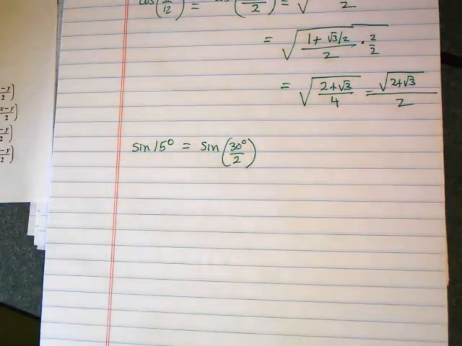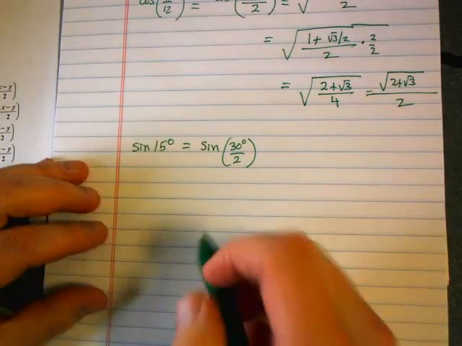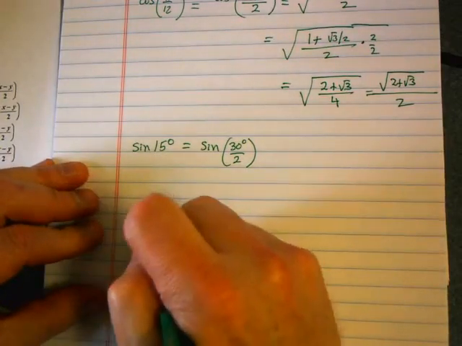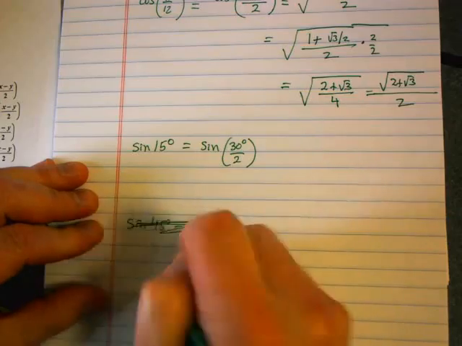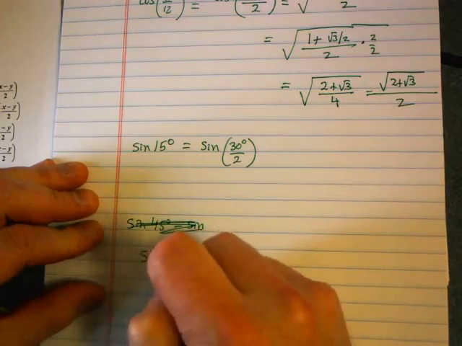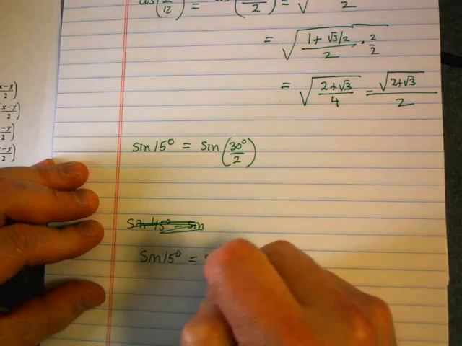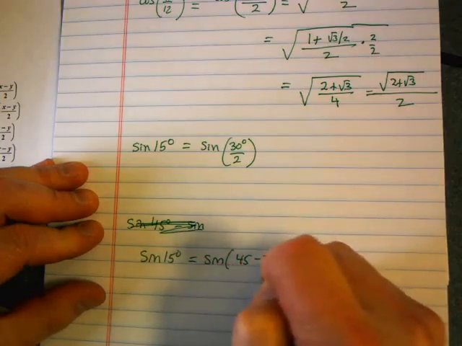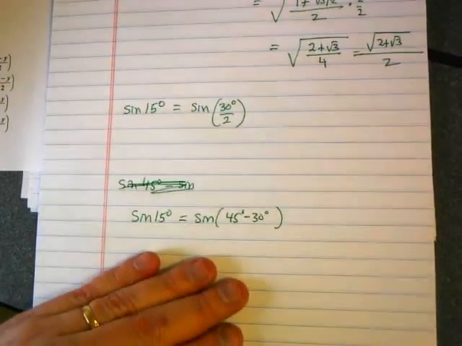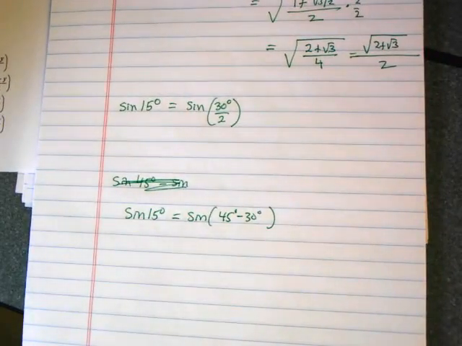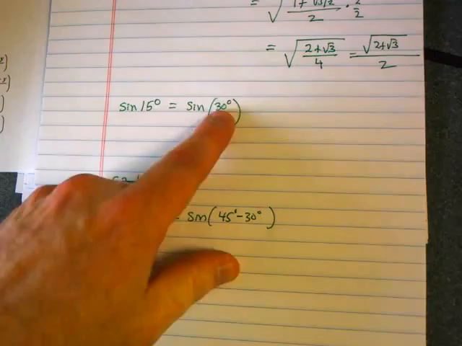Because right now we're talking about the half angle identity, so I want to use the half angle identity. Let's do it as sine of 45 minus 30 also and see if we get the same answer. That'll be interesting. So sine of 15 degrees is sine of 45 minus 30. We'll do this problem two different ways and see if we get the same answer. Okay, so sine of 30 degrees over 2.